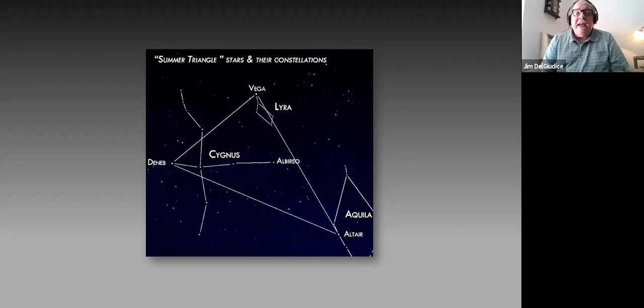So you have Vega, Deneb, and then down at the right-hand corner, you have Aquila the eagle, and its brightest star is Altair. So Vega, Deneb, and Altair make up the summer sky. And within those constellations are some really interesting things, if you have binoculars, for example. And one of them is the actual eye of the swan, and it's a star called Albireo.